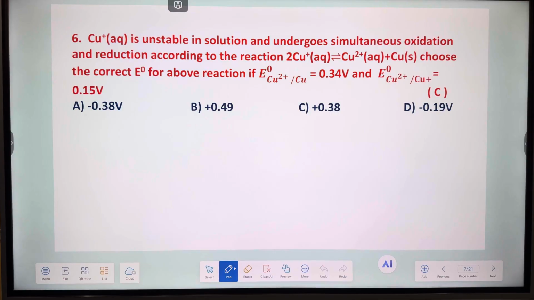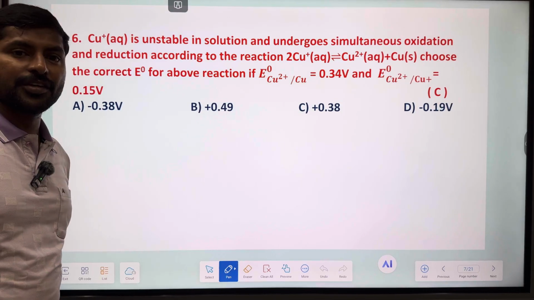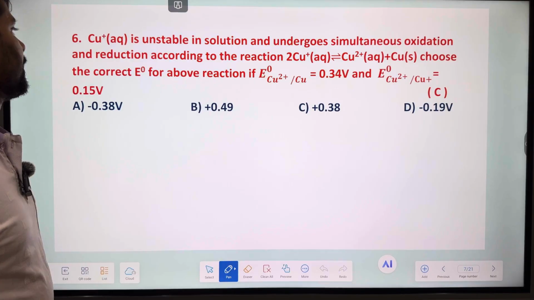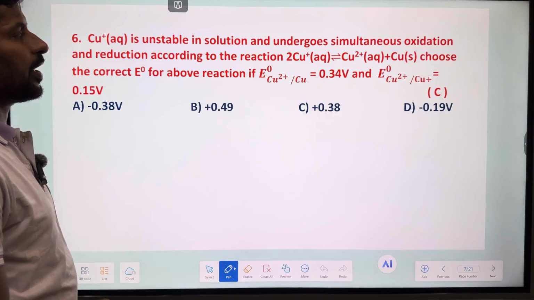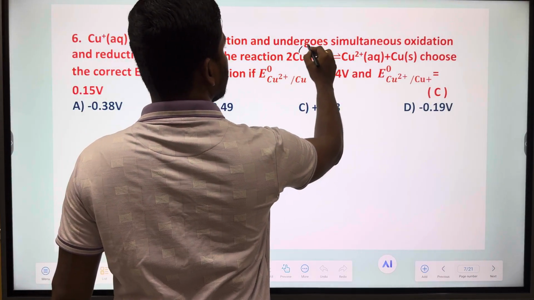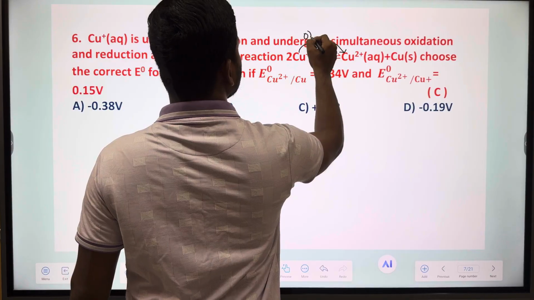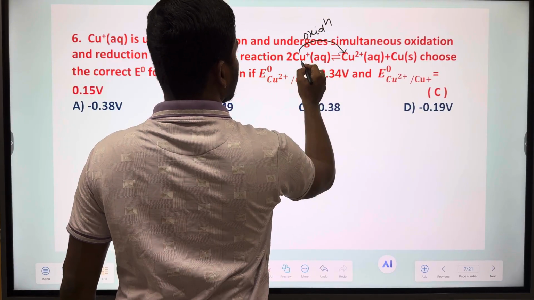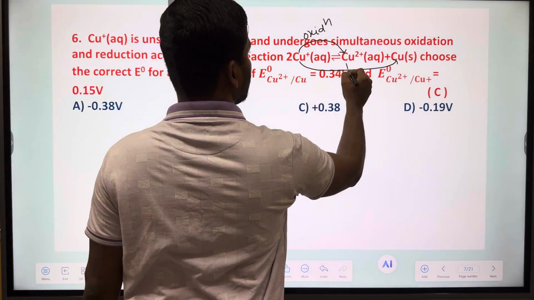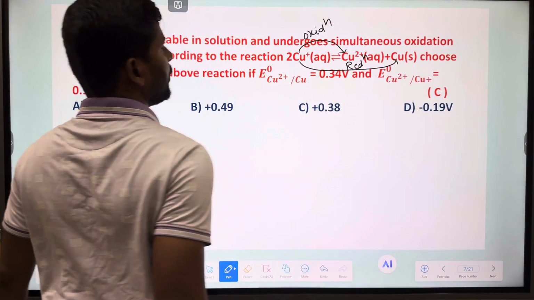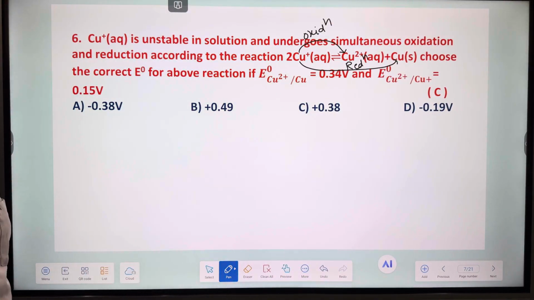Next, this is a somewhat typical question. Cu+ is unstable in solution and undergoes simultaneous oxidation and reduction. Simultaneous oxidation and reduction is called what? Disproportionation, right, according to the reaction. See here, simultaneously copper is undergoing oxidation as well as reduction. Here, if you see, the oxidation number is increasing, and so this is oxidation. Cu+ to Cu, the oxidation number is decreasing, and so this is what? Reduction. Cu+ to Cu2+ is oxidation. Cu+ to Cu solid is reduction.